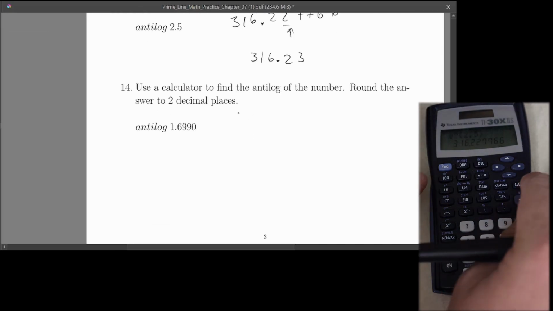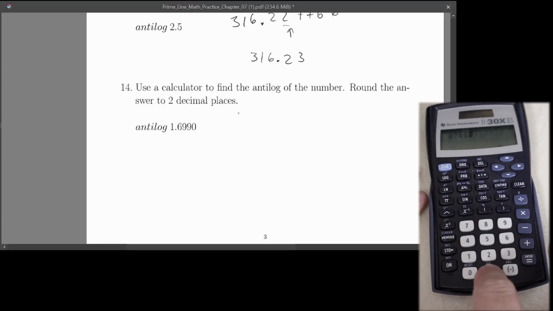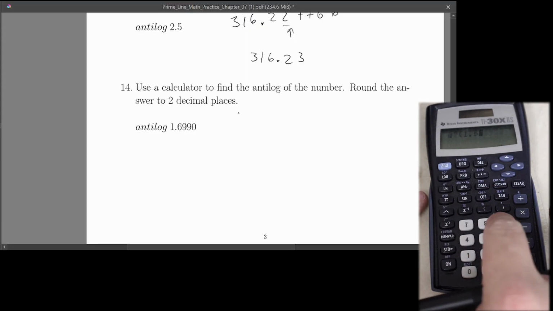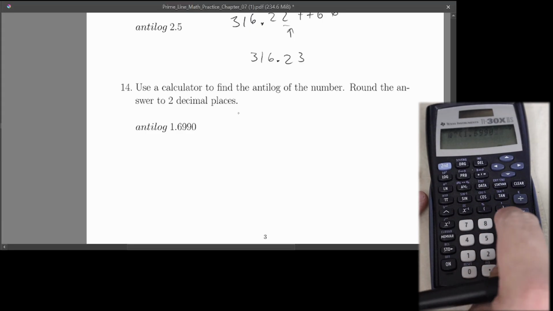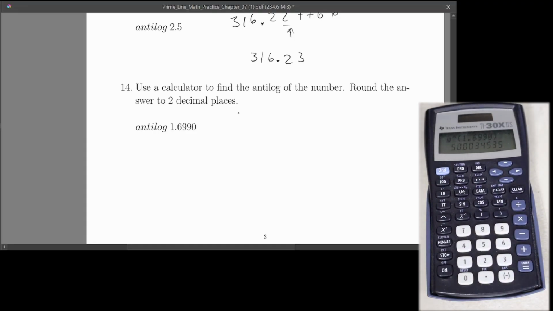Okay, our anti-log of 1.6990. And on here we get 50.0034535. We're rounding to 2 decimal places, and so we get 50.00.